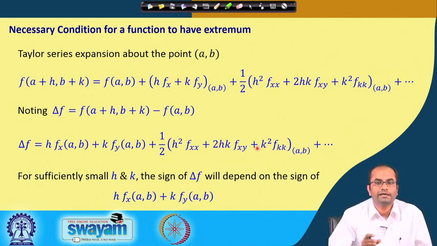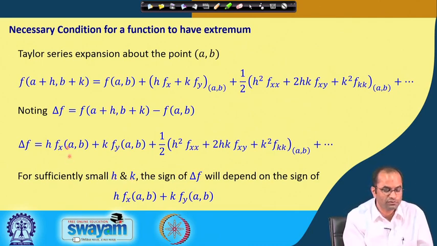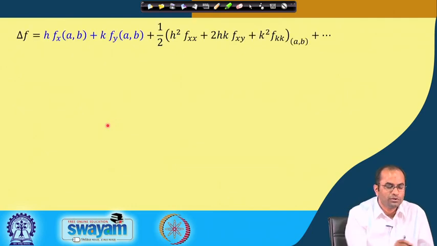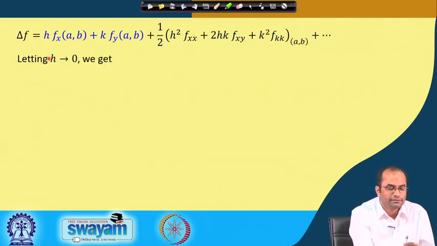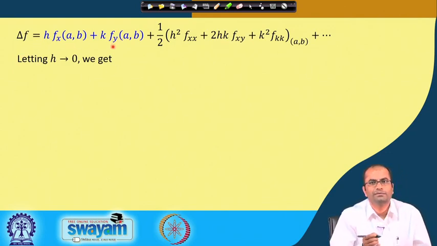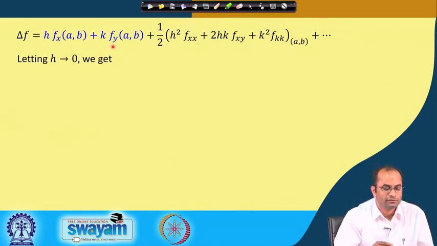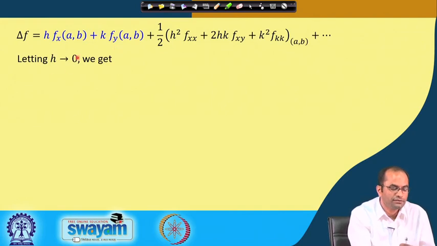So, at least we can find small h and k sufficiently small, so that the sign will be determined by this factor only in the close neighborhood of this point (a, b). Let us explore this a little bit more. We have this delta f, and first let h tend to 0, because we are still in the neighborhood, and then there will be a k in the direction of y. If we let h tend to 0, we are still in the neighborhood of the point (a, b).